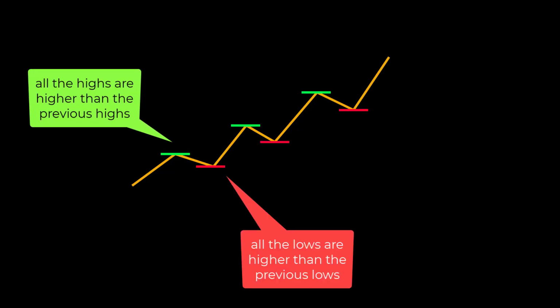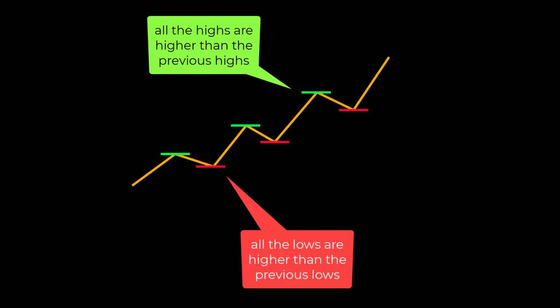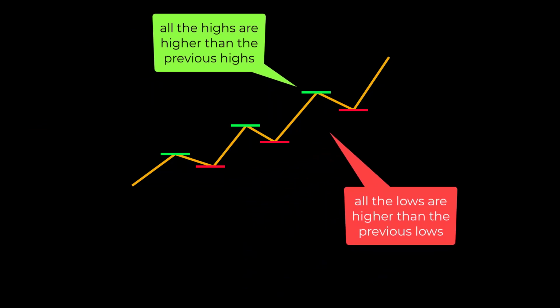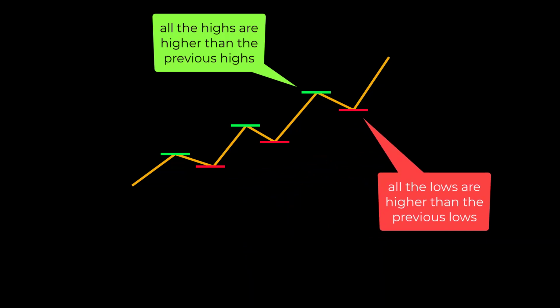As you can see, the price first moves up and then pulls back, then again it returns to the upside and breaks the recent previous highs. In this case, all the highs are higher than the previous highs and the market has not gone below the previous lows. And all the lows are higher than the previous lows.